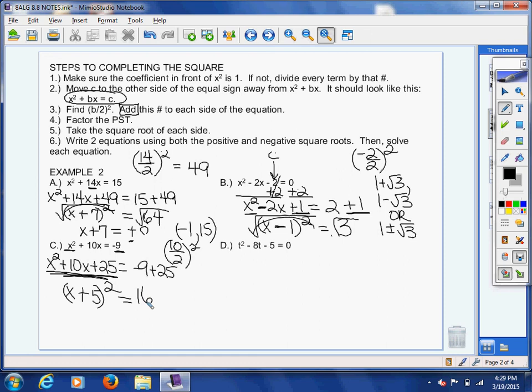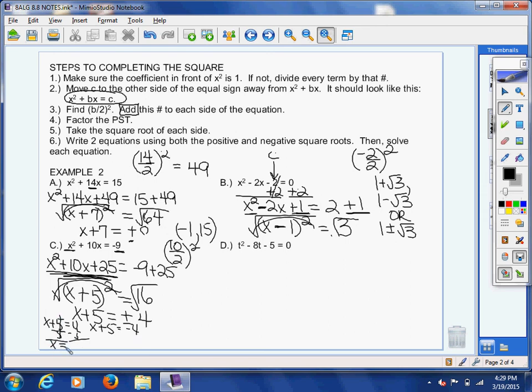Now let's go to the next step. We need to take the square root of each side so we can undo that square. That's the whole point. So now I got x plus 5 is equal to positive or negative 4. Okay? So now let's set up two equations. I got x plus 5, that could be positive 4, and x plus 5 is also, could be negative 4. Take away 5 from each side.